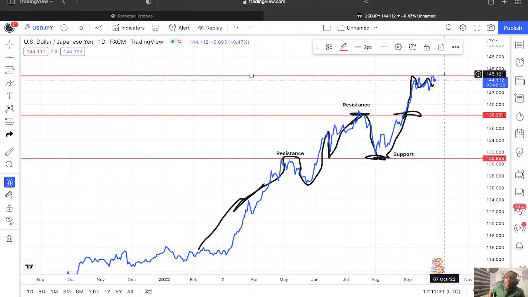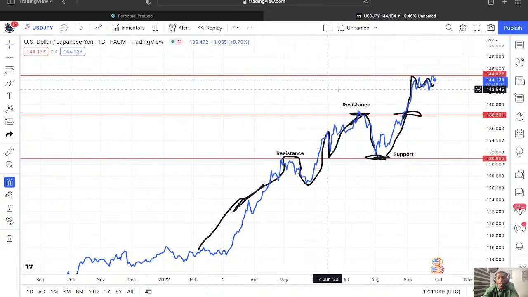And we need to predict where the market might go. Once we see a market opportunity, then we can take position.